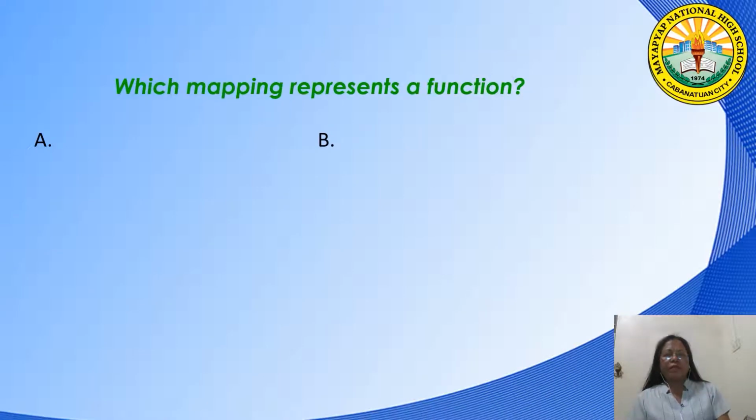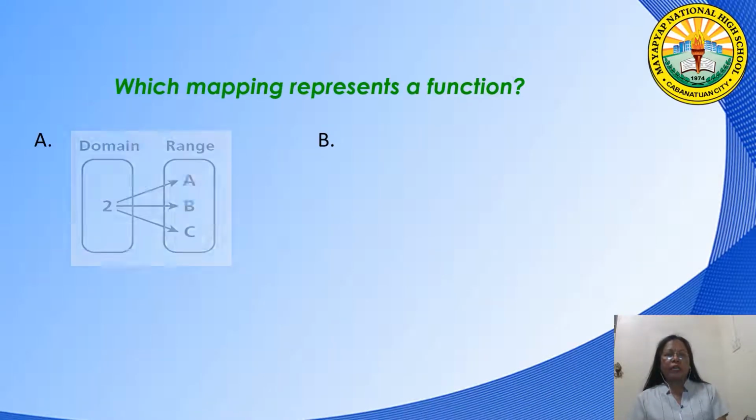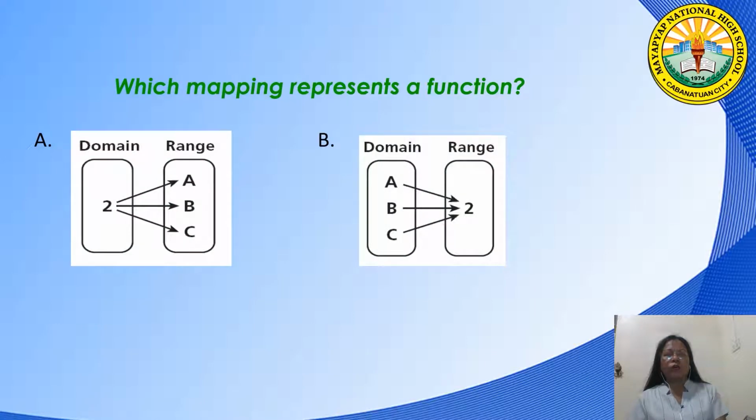Which mapping represents a function? A or B? What do you think is the answer? Okay, very good. The answer is letter B, because its domain corresponds to only one range.